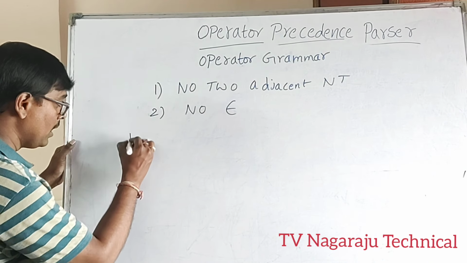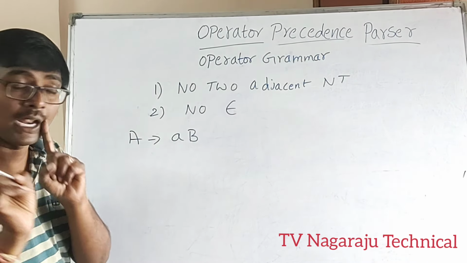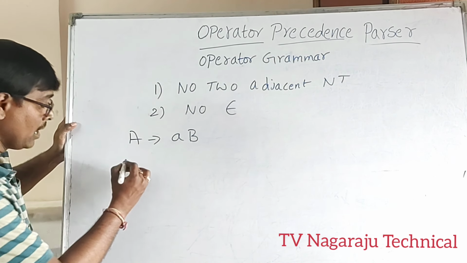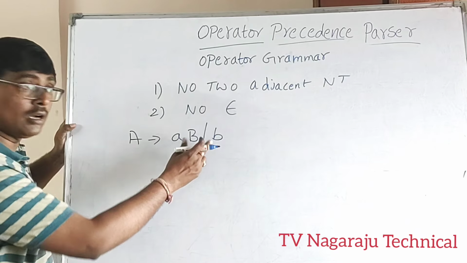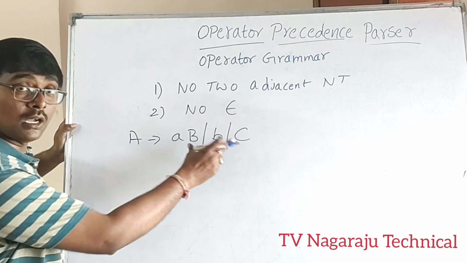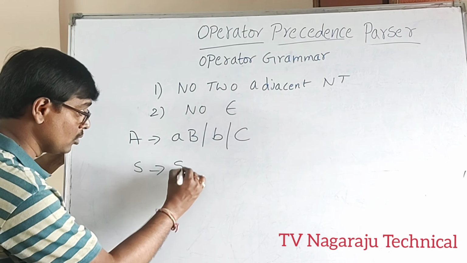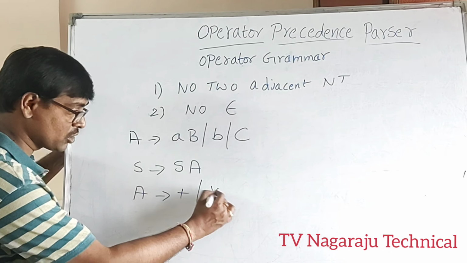For example, A tends to some AB. This is an operator grammar. Why? There are no two non-terminals adjacent. Got it? And for example, S tends to SA, A tends to plus or star.